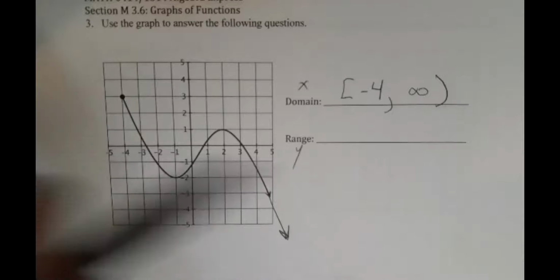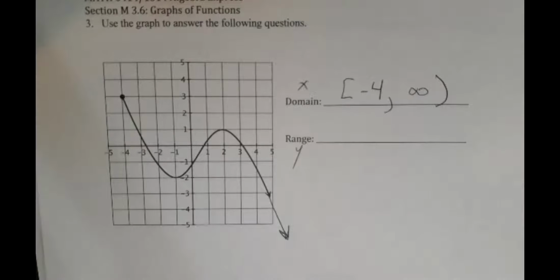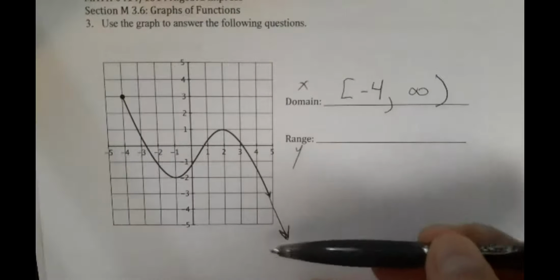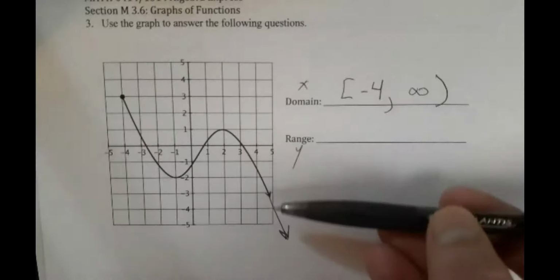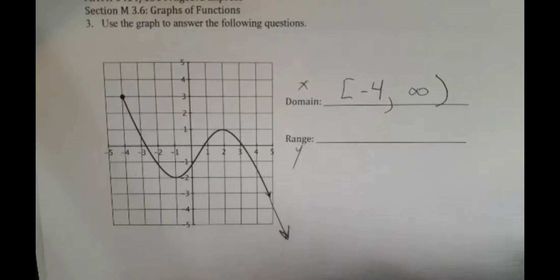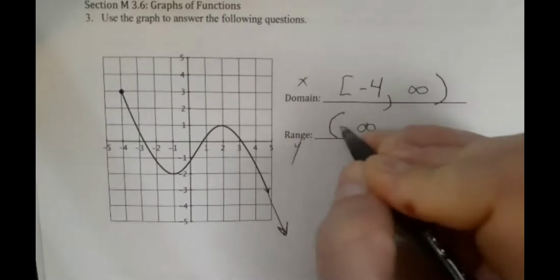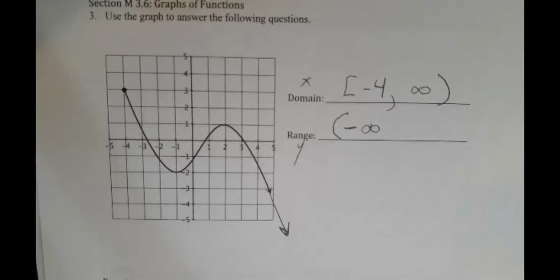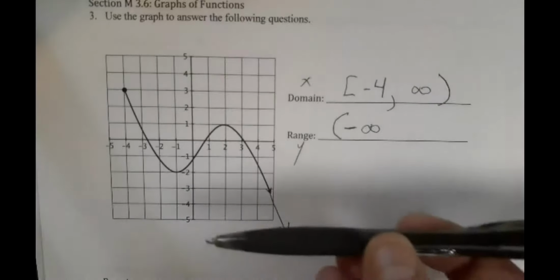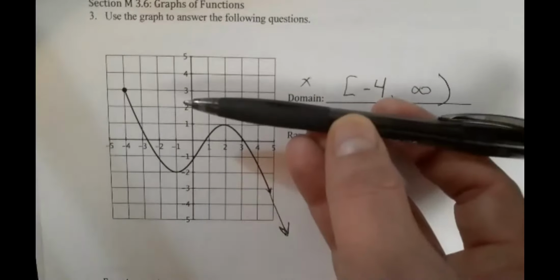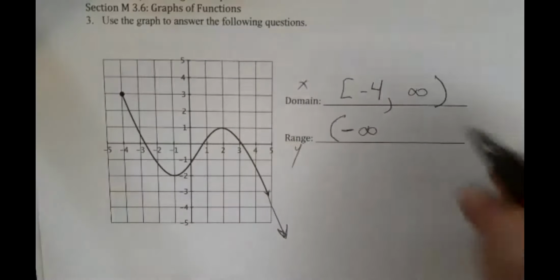getting old. So range, we want to go bottom to top. So how far down does this thing go? We're looking at this graph. It's going down, it's going down, it's going down. How far down does it go? It keeps going. That goes off to infinity in the negative direction. So negative infinity is how far down this thing goes. We keep going up, we go up, we go up. The highest this goes is 3.